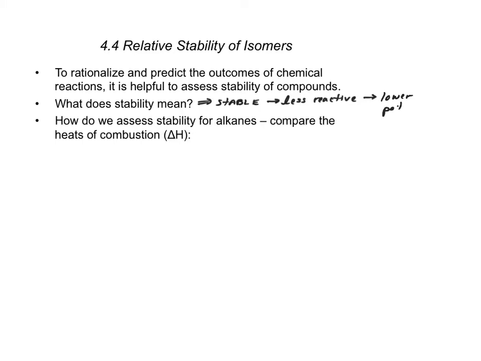So lower potential energy, comparatively to things that are unstable, which means that they're more reactive, meaning that they lie at a higher potential energy. The higher the potential energy overall, the more reactive you're going to be, the less stable you are, okay? So if something is stable or more stable, it's less reactive. That means it lies at a lower potential energy.